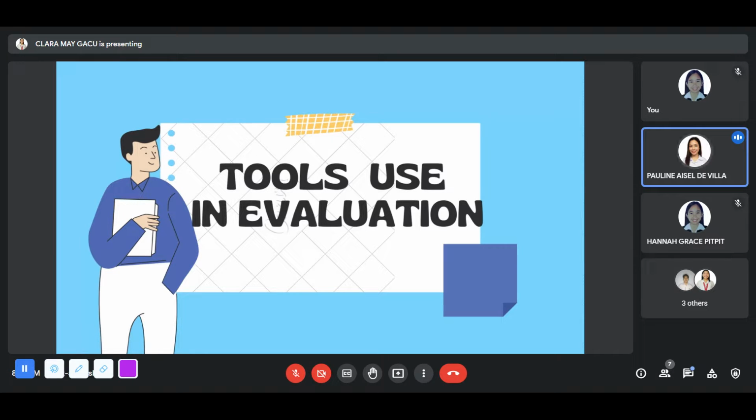Good day, everyone. We are Group 4, and we are going to add to our report the tools used in evaluation in strategic plan. So let's start. Next slide po.